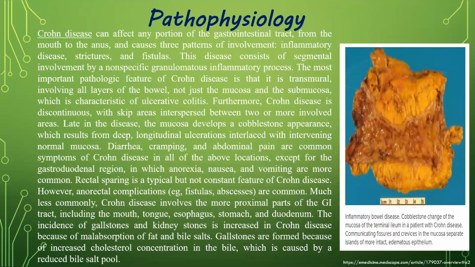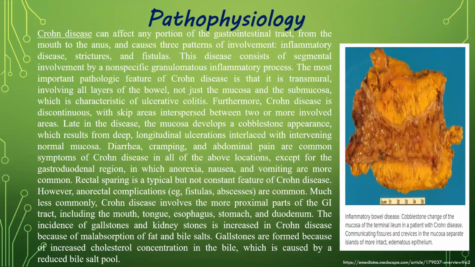The most important pathological feature of Crohn's disease is that it is transmural, involving all layers of the bowel, not just the mucosa and submucosa, which is characteristic of ulcerative colitis. Furthermore, Crohn's disease is discontinuous, with skip areas interspersed between two or more involved areas.